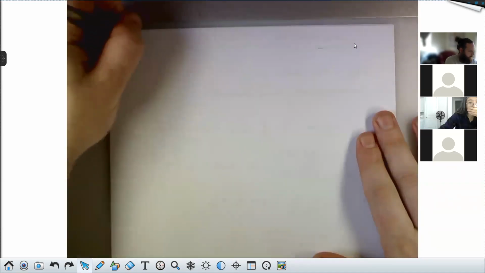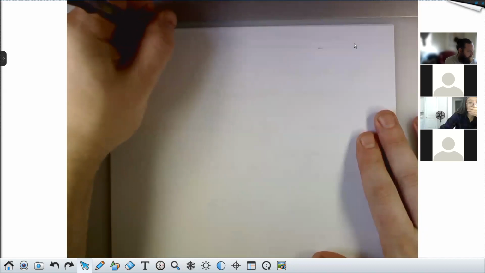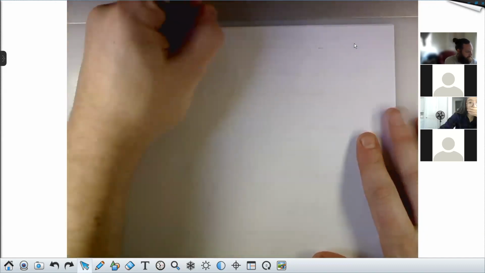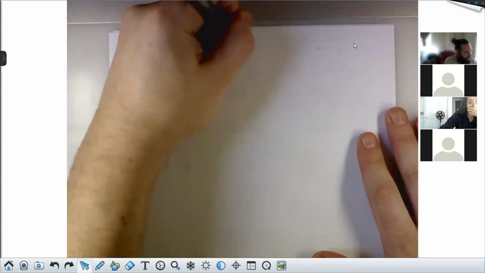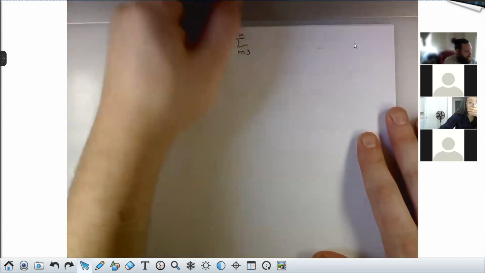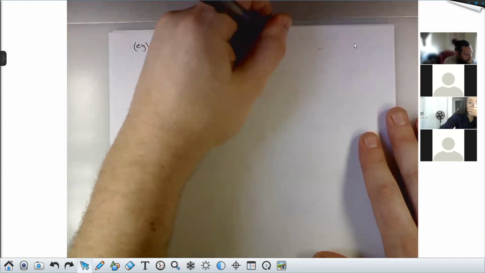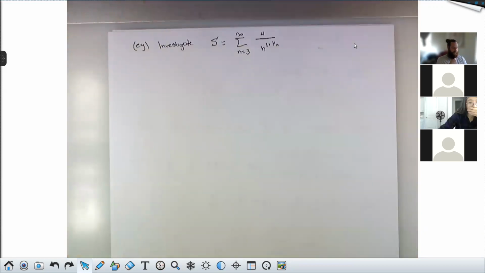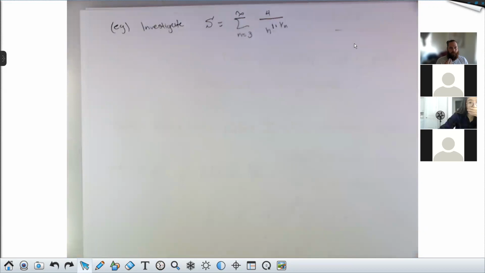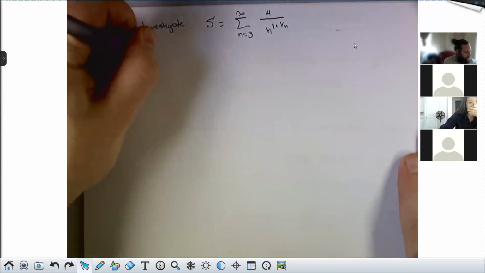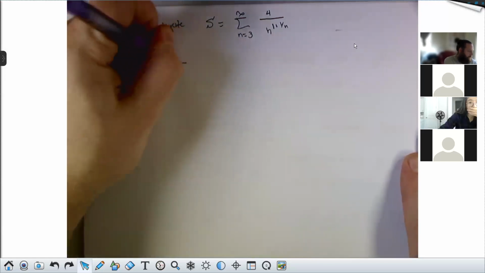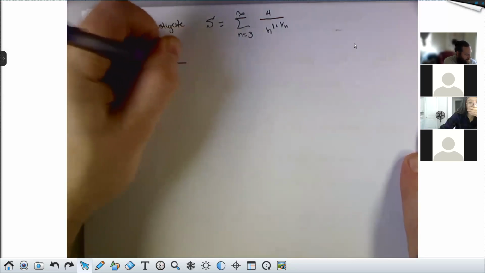Same style thing, we'll say investigate the series S equals sigma n from 3 to infinity, 4 divided by n to the 1 plus 1 over n. So that's our a_n here. We're just going to play with this for a minute and see if we can figure out what sort of test to use.